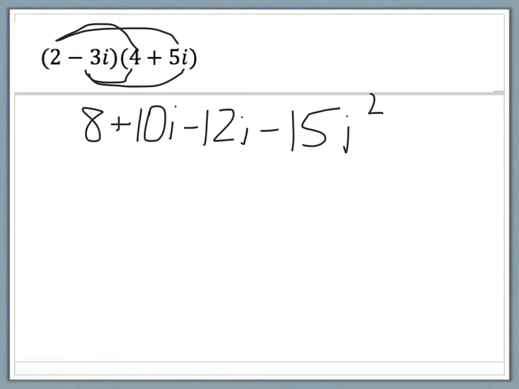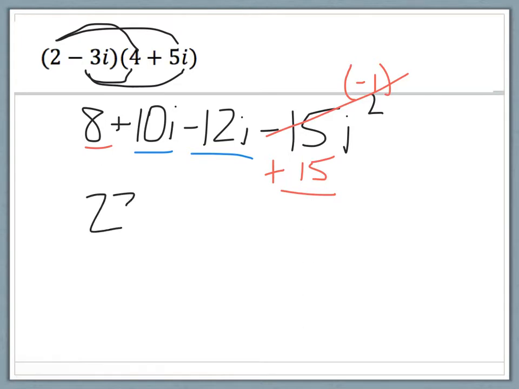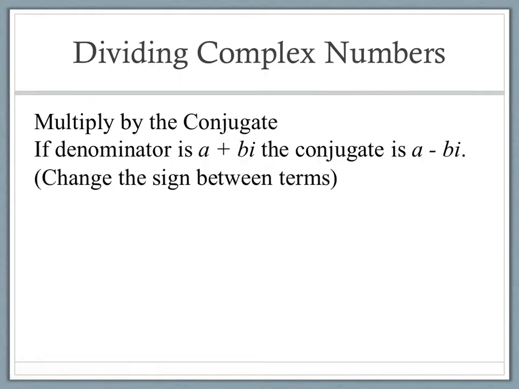Now before we move on, we have to clean some stuff up. First off, I have this i squared. I know i squared is really -1. So -15 times -1, that's actually going to be +15. I like to write that in there and then make a line right there to remind myself, okay, I got rid of that i squared. Now I have real numbers and I have imaginary numbers. Now we're just going to do what we did yesterday and combine like terms. So 15 plus 8 is going to give me 23. And then 10i minus 12i gives me -2i. And there's my answer.